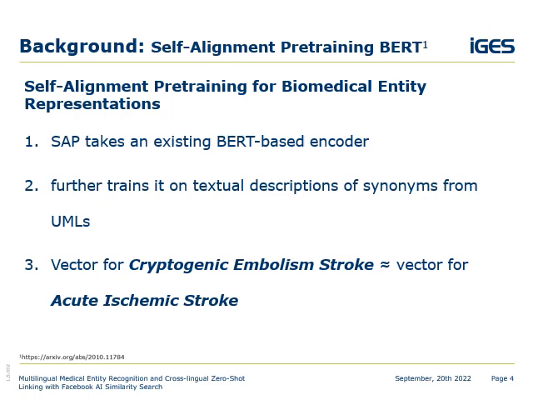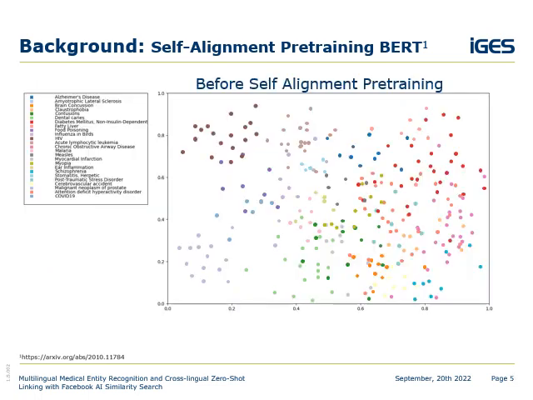What that means essentially is that, for example, the vector for cryptogenic embolism stroke is similar to the vector for acute ischemic stroke, as these two synonyms belong to the same medical concept of ischemic stroke. To better illustrate how SAP-BERT works, we have provided the following visualization.